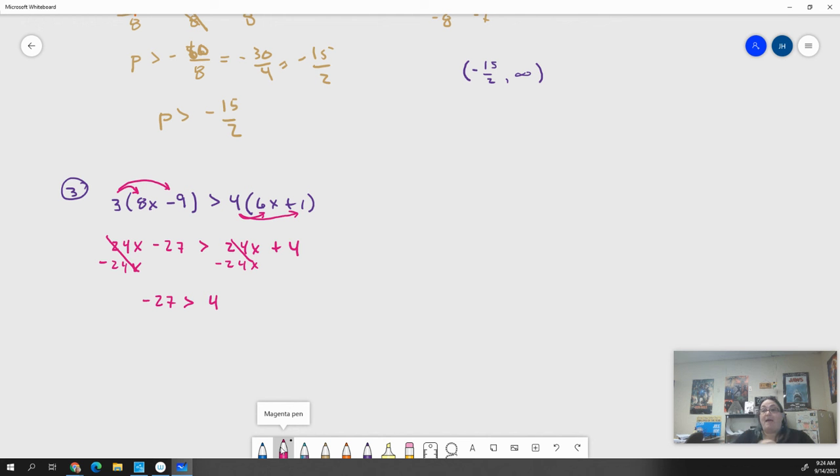If something like this happens and your x's disappear, right? They subtract out because they were the same on both sides, and your statement is not true, you have no solution. This is your answer, no solution. Because this is not a true statement. It can't work. No matter what value that we put in for x, it will never be true. Does that make sense?